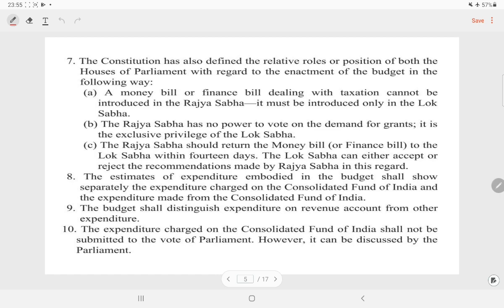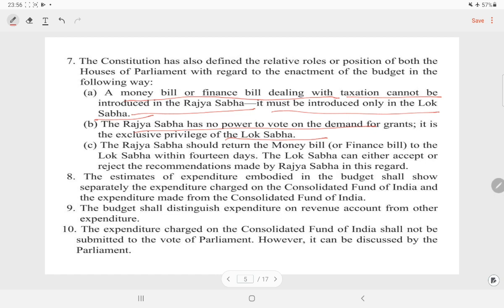So the first is: a money bill or financial bill dealing with taxation cannot be introduced in Rajya Sabha. Okay, I have discussed it, and it must be introduced only in Lok Sabha. Rajya Sabha has no power to vote on demands for grants. Means after budget is introduced, many departments of government and many ministries of government ask for grants. Okay, so that could not be asked in Rajya Sabha. It is the exclusive privilege of Lok Sabha. In Lok Sabha only those kinds of demands can be asked.